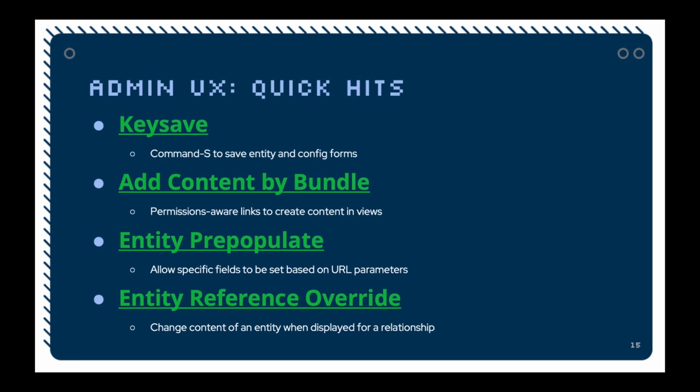Add content by bundle, as we talked about on the quick link slide, is the one that allows you, on any view, if you've got a listing of content, to make it really obvious for the editor to say, if I want to make a new event, here's a big button to do that. So that's one that I really like from, again, an admin UX standpoint.